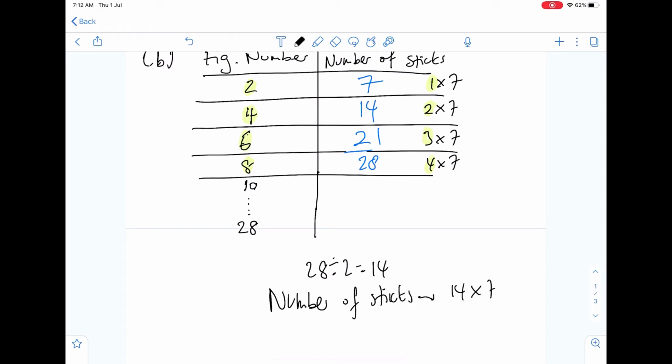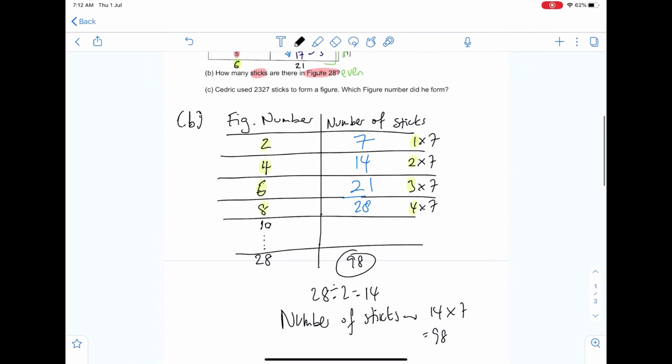14 times 7 is 98 sticks. So when the figure number is 28, we actually have 98 sticks. Part B is done as well.